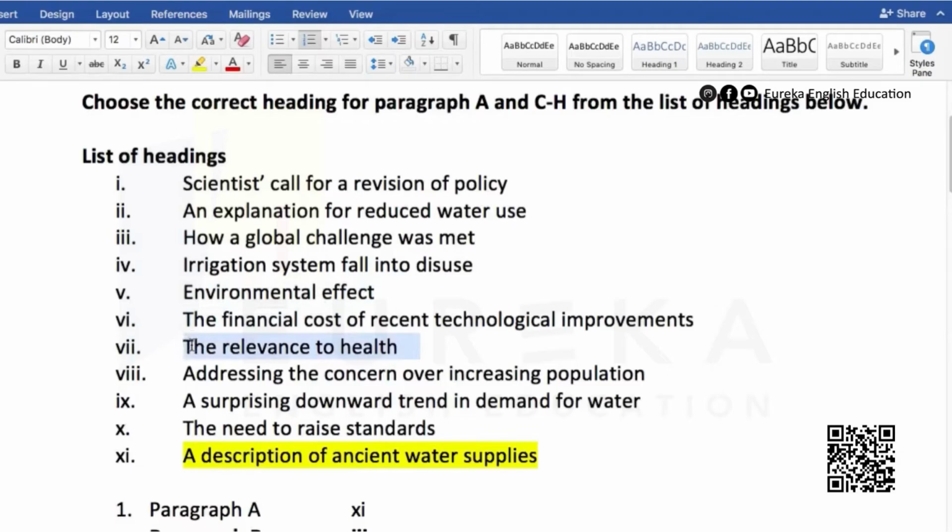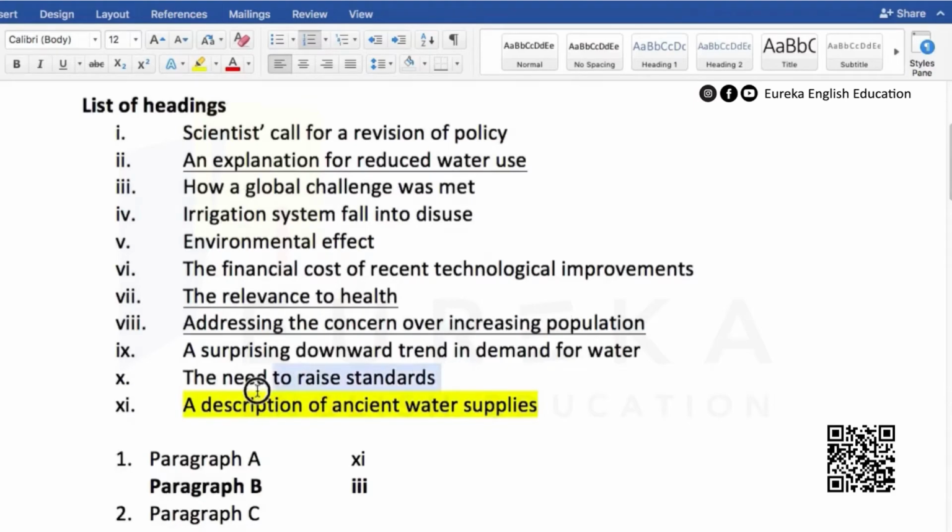Relevance to health, I think it mentioned the water-related diseases. We talk about diseases, so I think that is closely associated with health, so we're going to keep this answer as well. And then number 2, we also keep this one. And then addressing the concern over increasing population, I think it mentioned population, we can also keep it here. Suppressing downward trend in demand for water, I don't think it talks about a decreasing trend. They need to raise standard. I don't think so. So we have these 3 possible answers: an explanation for reduced water use, the relevance to health, and addressing the concern over increasing populations.